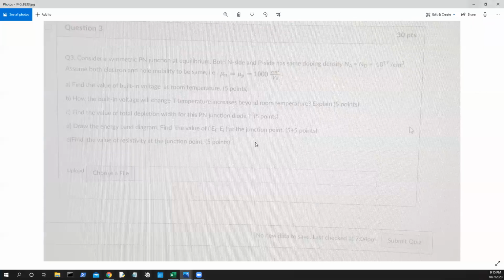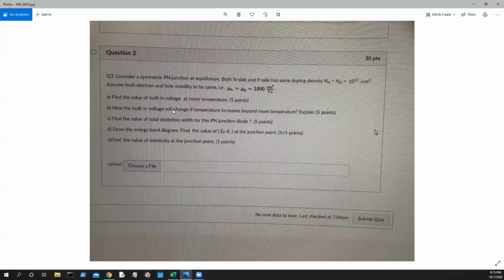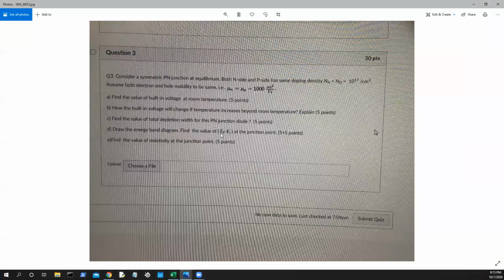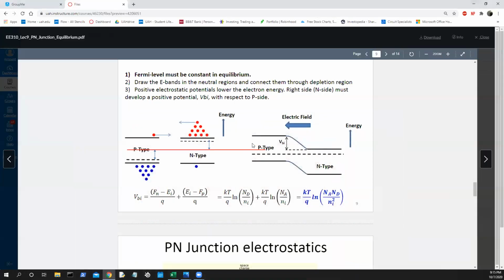Let's go back to this one. All right, we just did the depletion. We just did the energy band diagram. Now finding the value of EF minus EI at the junction point. Let's go back to what I just said about the EI. You see how it tracks. It stays at the center point of the solid lines, stays at the center point of the curves at the junction, where the depletion is. It intercepts the 0 somewhere. And then it goes down and stays at the center point of the solid bars here.